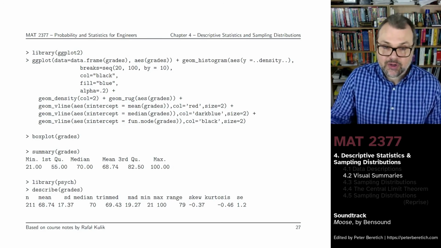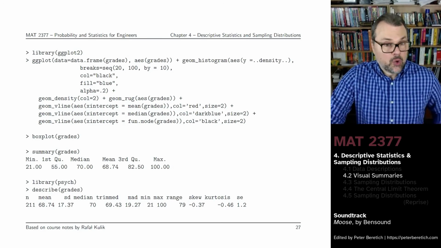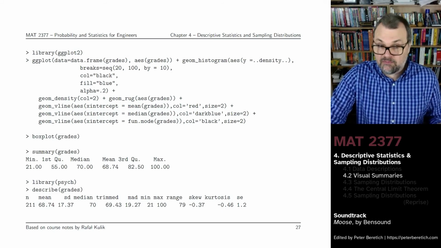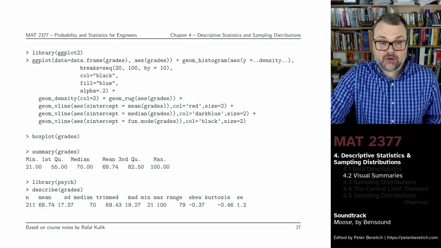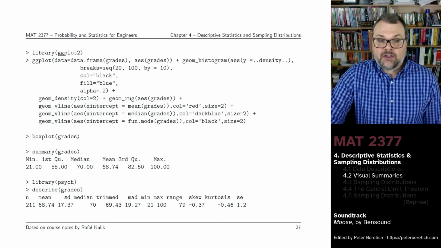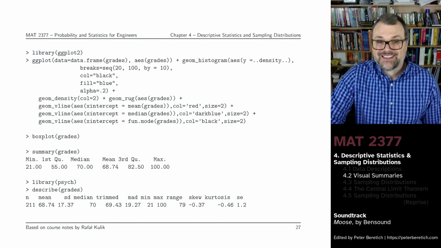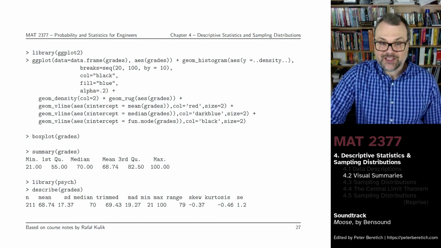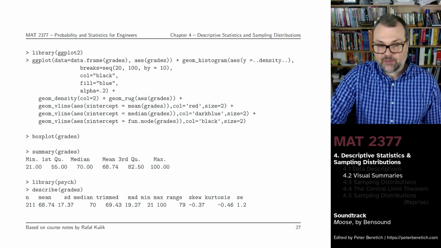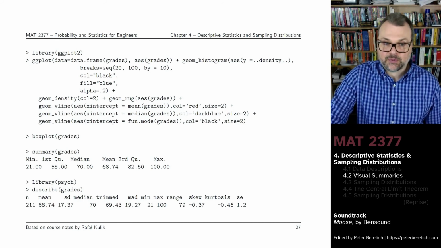I can do a summary of the grades, right? I can just literally ask what's the minimum, what's the first quartile, the median, the third quartile, the maximum, the mean value, and here you have it. So the grades range from 21 to 100. 75% of the grades are 55 and up. 75% of the grades are 82 and down, and 50% of the grades are below 70. 50% of the grades are above 70. This is what we get from there.